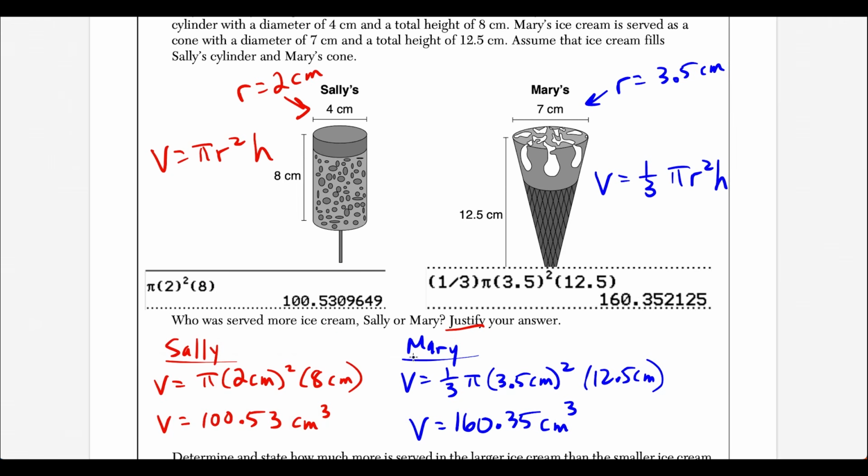So just analyzing this here, who has more ice cream, we could right away see that Mary is going to have more ice cream. She has 160.35 cubic centimeters versus 100.53. And just remember, justifying our answer just means that we have to show work, and all of this work we just showed here is enough evidence to conclude that Mary has more ice cream.